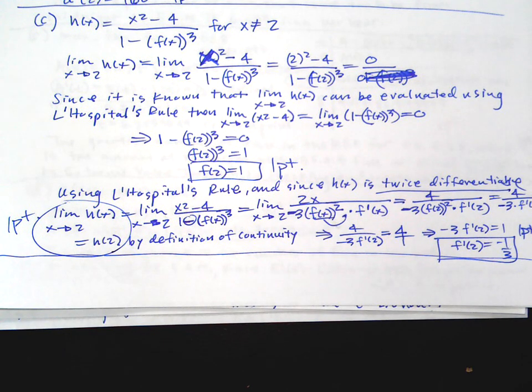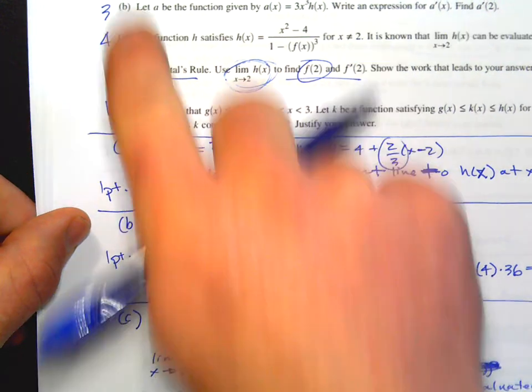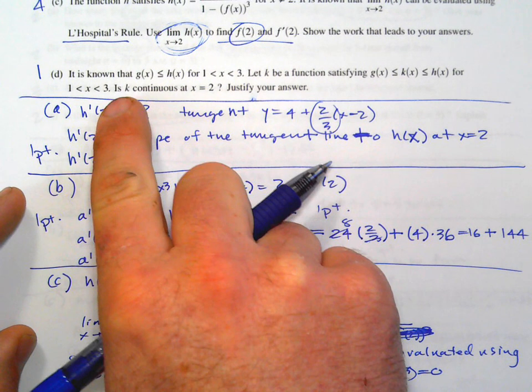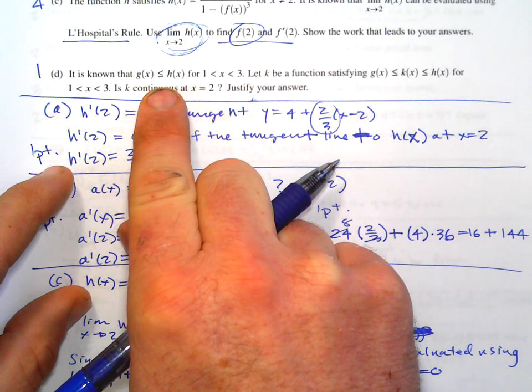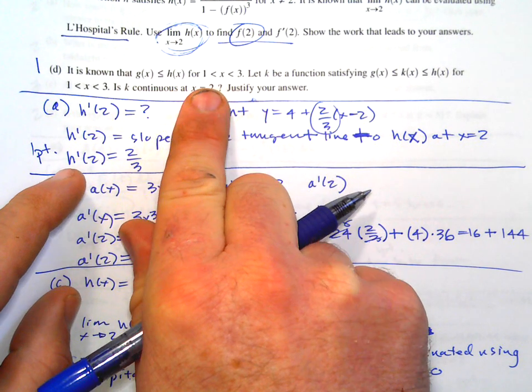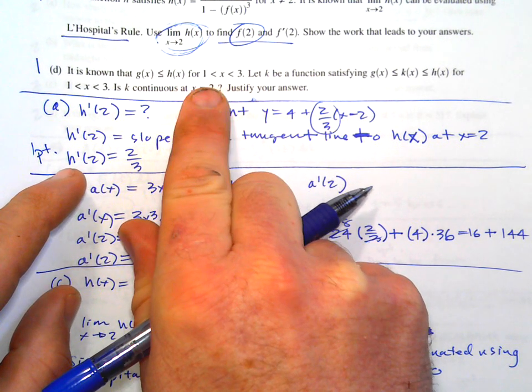I'm running out of room here, and part D is kind of a funky one. But part D is only worth 1 point, so don't freak out. If you're running out of time, who cares? The bulk of the points are in part C and D. So part D says, it is known that g(x) is less than or equal to h(x) for x in [1, 3]. So I'm going to write that down.